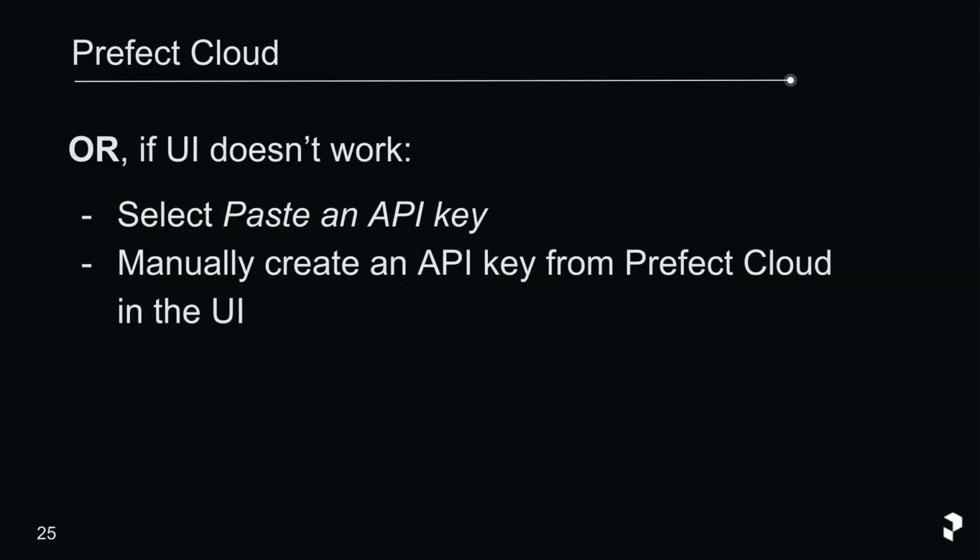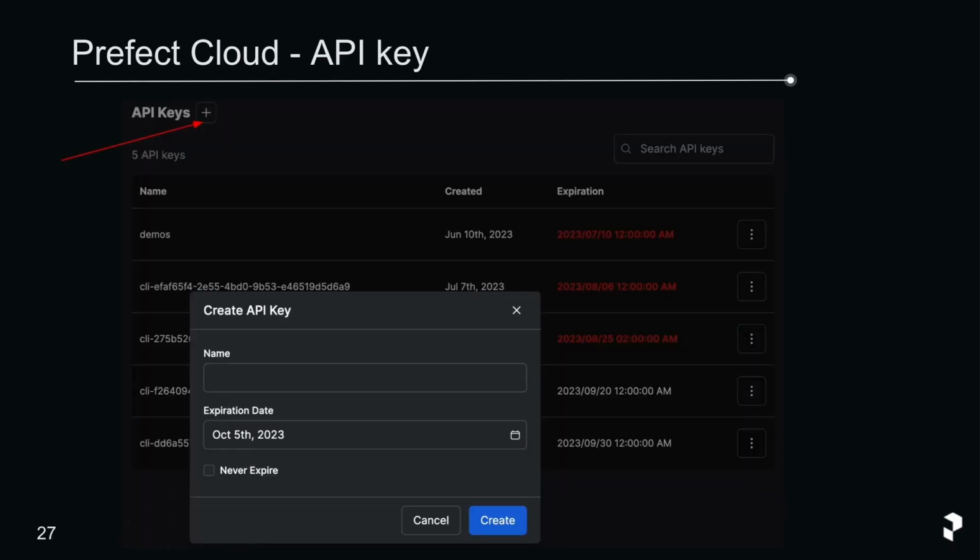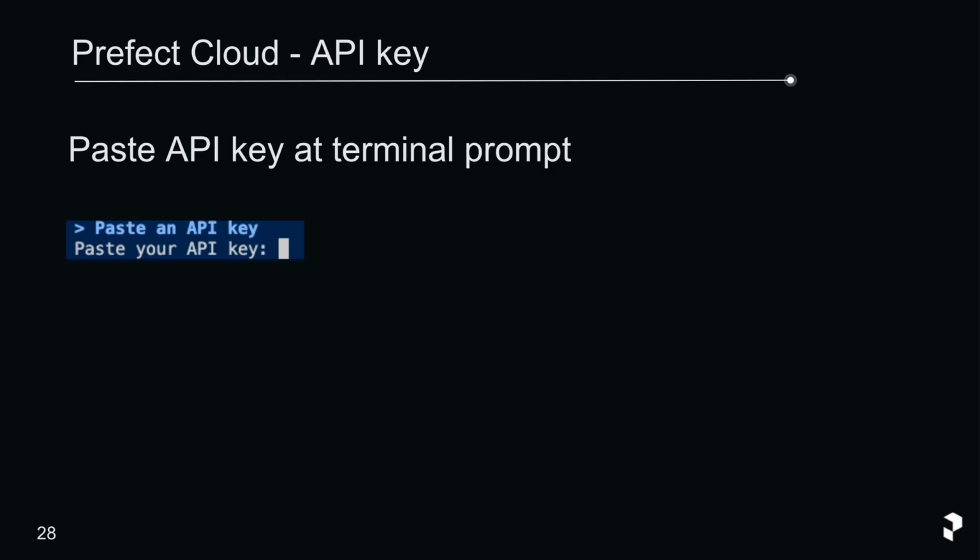If you would rather not go that route, you can select paste an API key and manually create that key from the Prefect Cloud dashboard in your account. In order to do this, you can go to the upper left-hand corner of your dashboard. There'll be a drop-down menu, and you can select the API keys option from the menu. You'll then be transported over to a new page for you to create an API key. All you need to do is hit that plus button, and you'll be prompted to create a new one. You can give it a nice descriptive name and an expiration date. I'd encourage you to use an expiration date, but if you never want the key to expire, that's an option too, and then you can just continue using that key indefinitely. Once you've created the key, you can paste it in the terminal where you have that terminal prompt open.